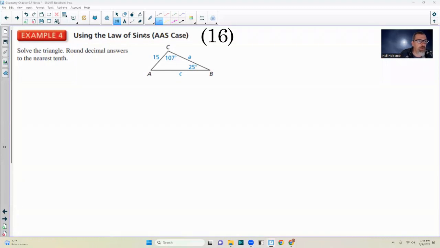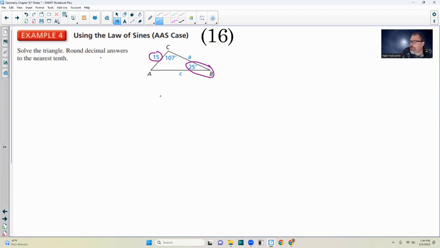All right, example 4 is using the law of sines again, but in this case, it's the angle non-included side case. So it says solve the triangle, round decimal answers to the nearest tenth. Okay, so let's take a look at what we know. We know angle B, we know angle C, and we know side b. So ding, ding, ding, we know both things about B. So let's first try to find c.